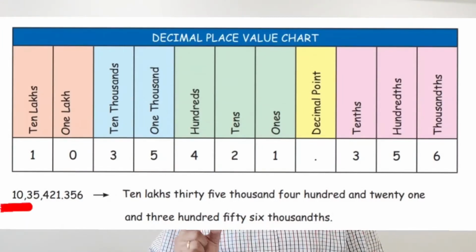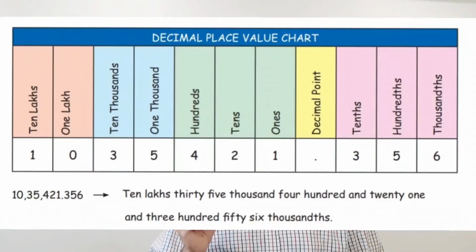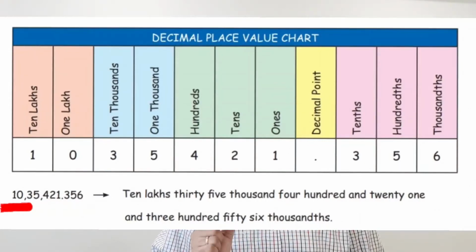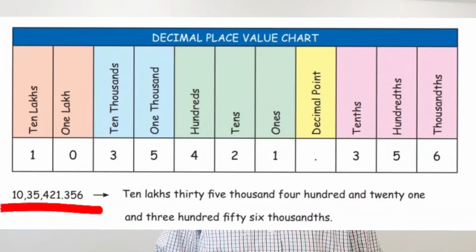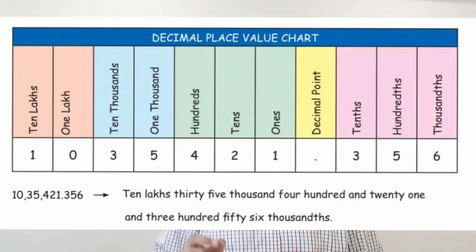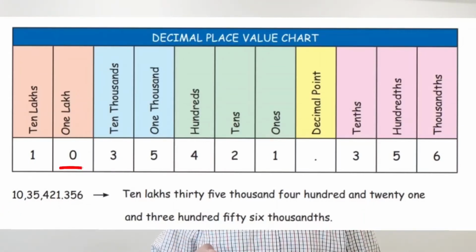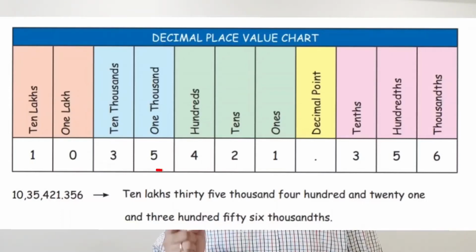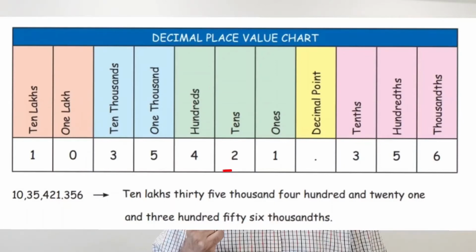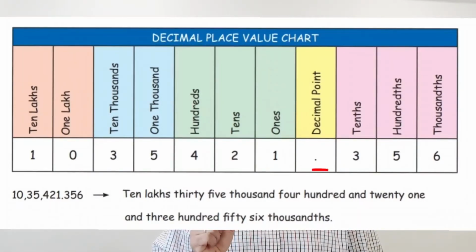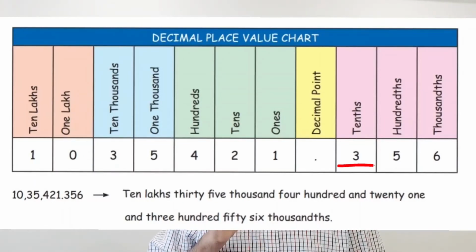Let's take an example so that you will understand this concept better. Here's the number. How do we read that number? 10,35,421.356. Now if you place each of those digits in the place value chart, this is how it will look. As you can see, you have 1 in the 10 lakh place, 0 in the 1 lakh place, 3 in the 10,000s place, 5 in the 1000s place, 4 in the hundreds place, 2 in the tens place, 1 in the ones place, and then you have the decimal point, and then we write the remaining decimal numbers. So we have 3 in the tenths place, that is the first decimal place, then we have 5 in the hundredths place and 6 in the thousandths place.